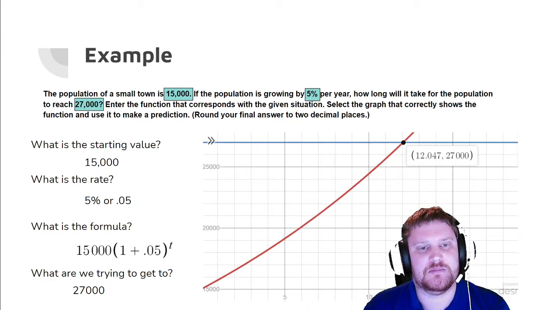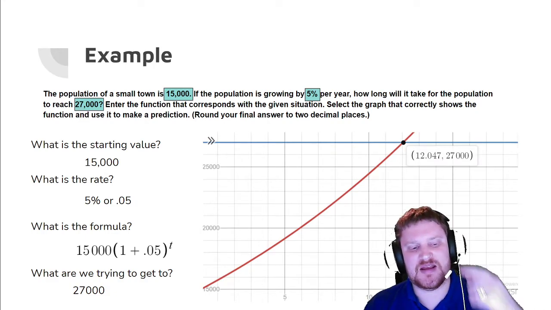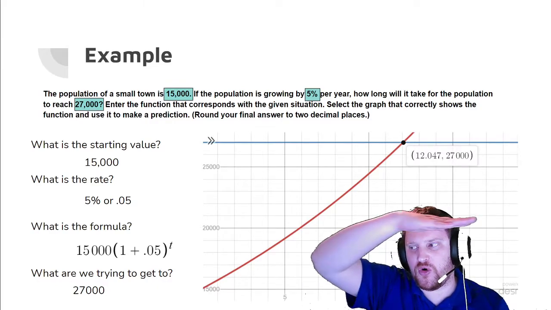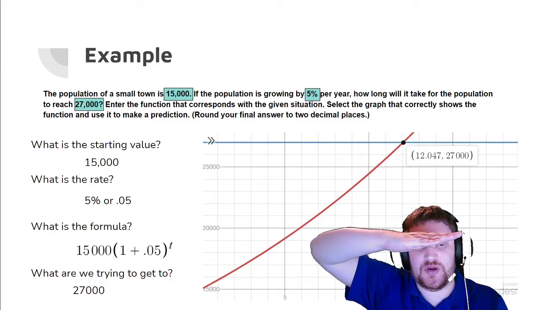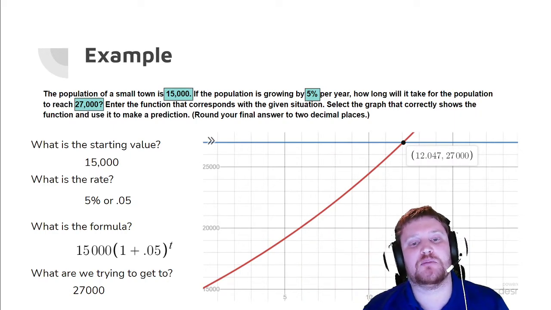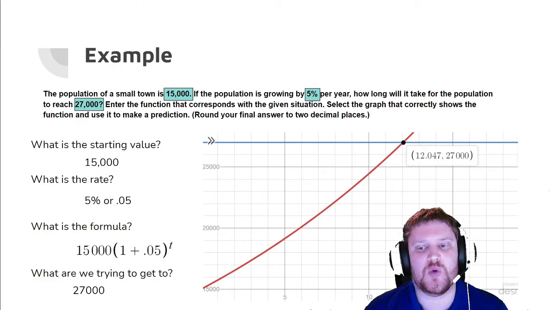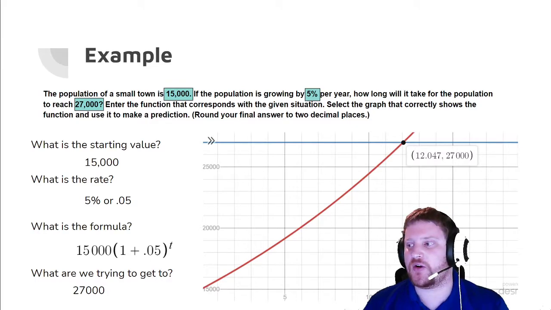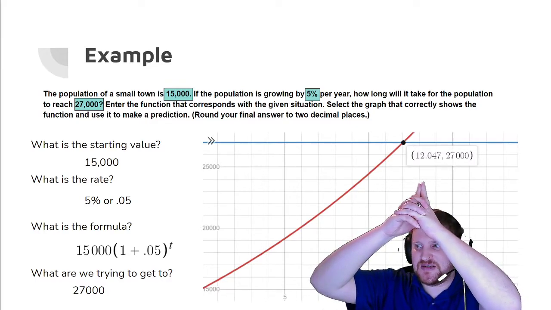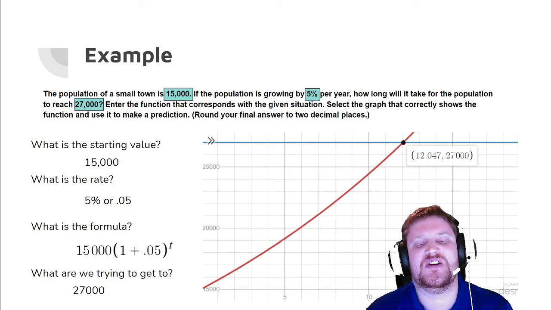Now in this case, I graphed the 15,000 times 1 plus 0.05 raised to the t, and then I recognized that the number we're trying to get to, well, I can just represent that by a horizontal line, and when we get to it, we get to it. So I also graphed y equals 27,000. That's what that blue line there is. So the red line is the formula that we calculated, the blue line is y equals 27,000, and where they cross is the amount of time it takes us to get to that many people. In this case, 12.047 years.